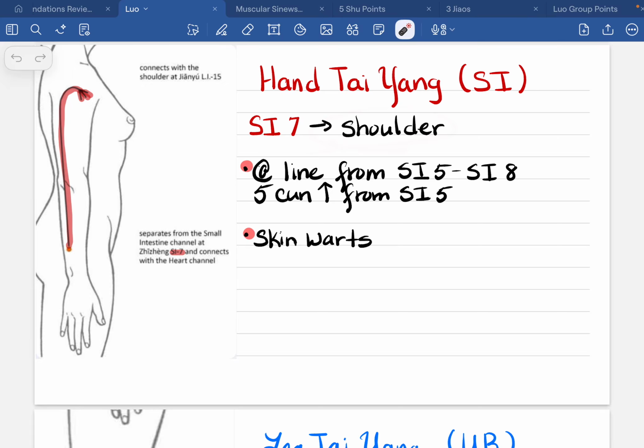Now the only thing I can think of is that the metal element has a lot to do with the skin. So in here it says that it kind of connects to the LI15 area, which, LI happens to be the metal element. You can kind of link it like that and say that's why we address skin warts with SI7, the Luo point for the SI, okay?